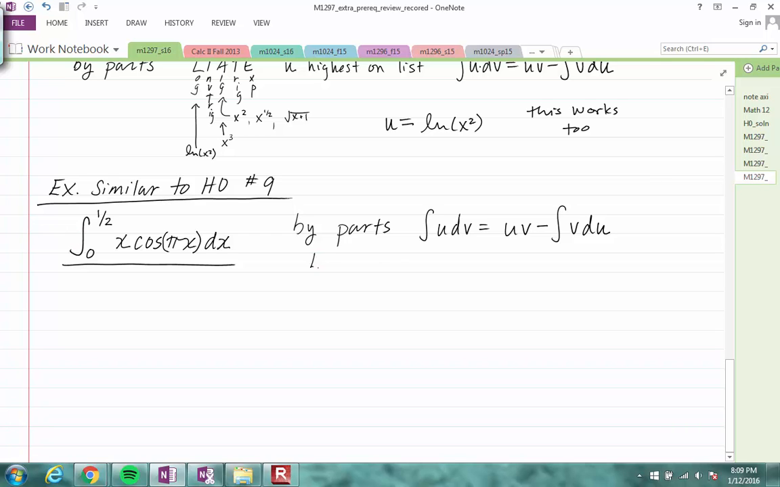And the nice thing about by parts is we can get started right away with the memorization of LIATE, where each letter stands for a different type of function. L stands for log, I stands for inverse trig, A stands for algebraic, T stands for trig, and E stands for exponential. So categorize the two factors in your problem, x and cosine pi x, according to what's on this list, and then the highest thing on the list is what we're going to choose for the u in the by parts method.